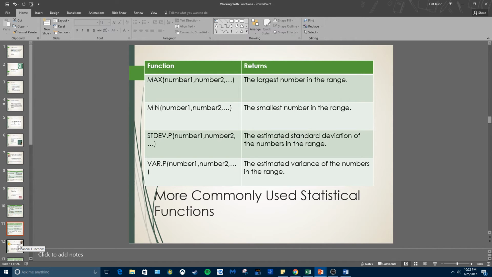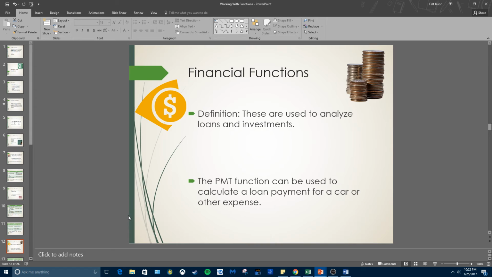Okay, so we did min-max. All right, now we're going to do financial. So these are used to analyze loans and investments. Okay, and we usually use this with the PMT function, or if you're doing investments, you can figure out the future value of your investment given a specific time period and how much you're going to invest every month over a certain amount of time. You can see how much your investment is worth. Your present value is the present value of an investment. So if you put an investment into your retirement, you put in $50 every month with a specific interest rate, you can see how much you have at this point in time.